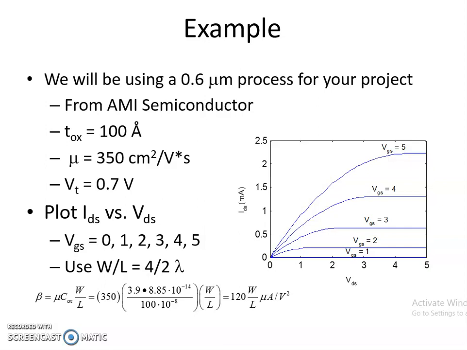We have to move VDS from 0 to 5 and correspondingly note down the IDS current. So the output characteristics will now look like this. Thank you very much.